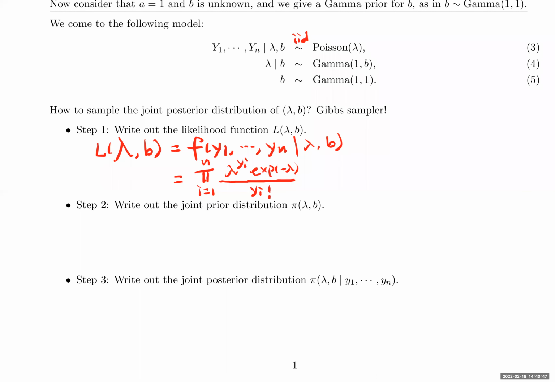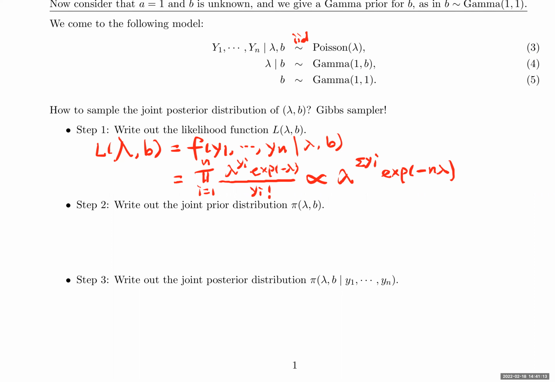And as we know, we only really need to care about things about lambda and b. One thing you notice here, b doesn't really come into play. b is a parameter that we use for lambda itself. So we only need to collect all of the terms about lambda, which we use this proportional sign for: lambda to the power of sum of yi, and then in the exponent negative n times lambda.